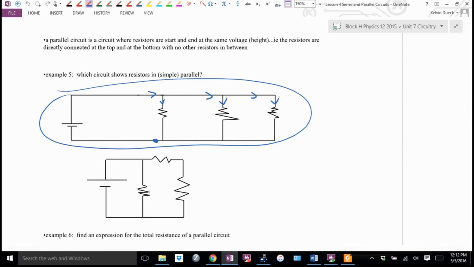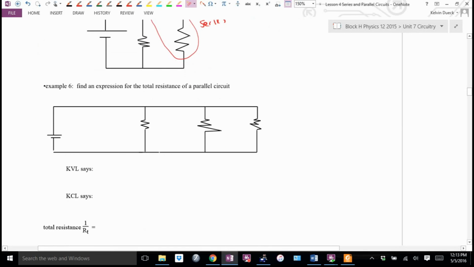Now, the second one is not a simple parallel circuit. In the second one, these two are in series because between those two there's no junctions. If you wanted to, you could add them together and write them as one single resistor. And once you had done that, the mathematical equivalent of what I'd circled in red would be in parallel with this one here. This is what we call a mixed circuit.